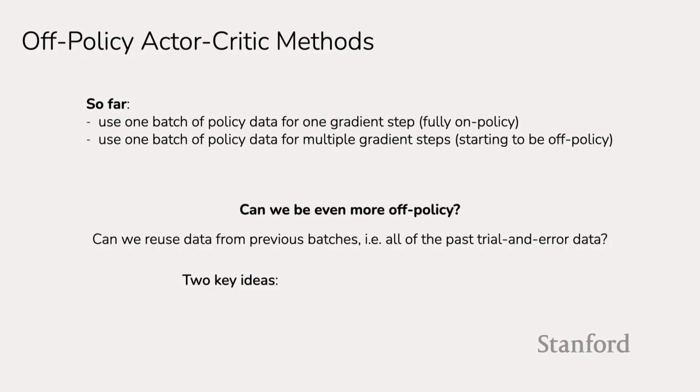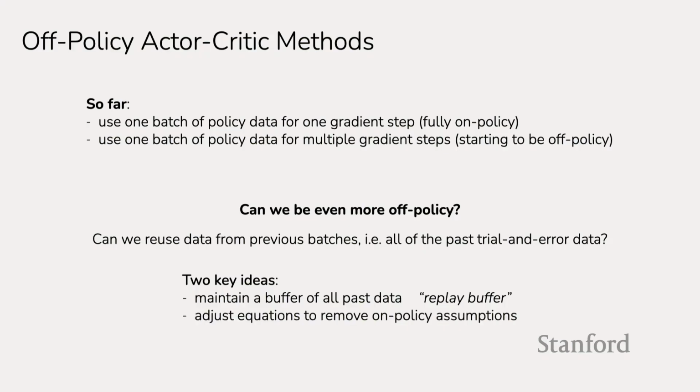There are 2 ideas for doing this. One is that we actually need to retain all of our past data. We'll use a term called a replay buffer that you actually saw in homework 1, where we will have a data set of past data. We'll keep on adding to it, and at some point we might also remove some very old data from it. This is called a replay buffer because you're sort of replaying your past experiences. And then the second idea is we need to adjust some of the equations to remove some of the on-policy assumptions in order to be able to actually use all of our past data.